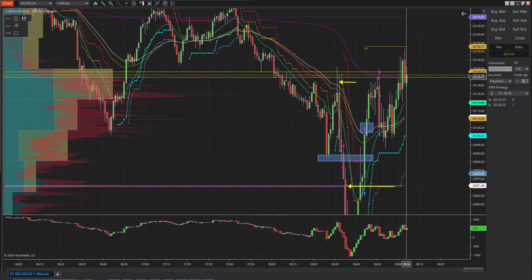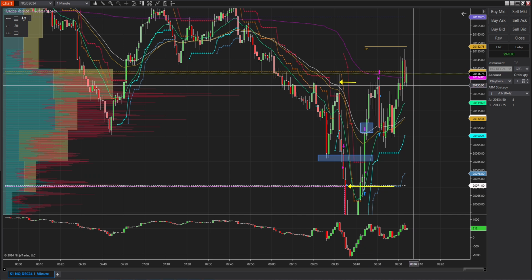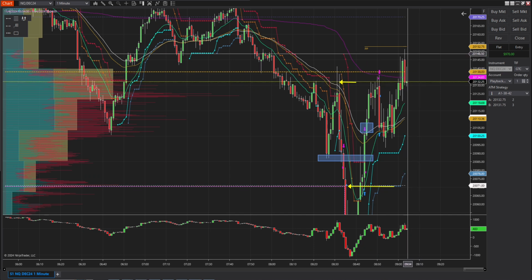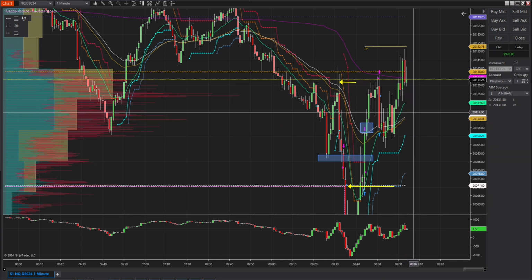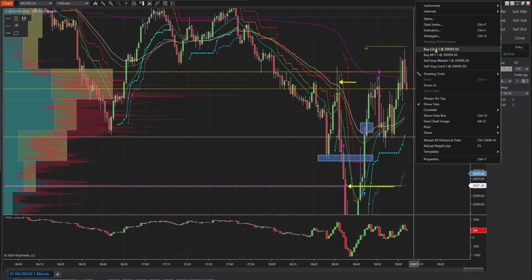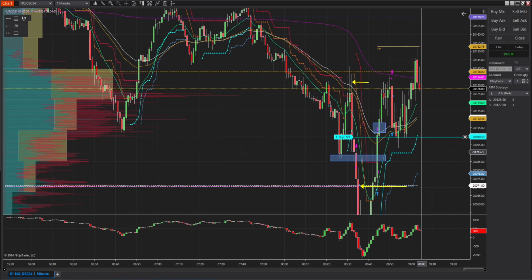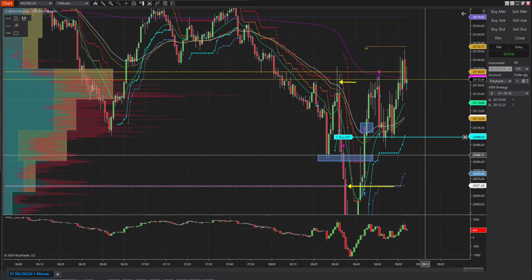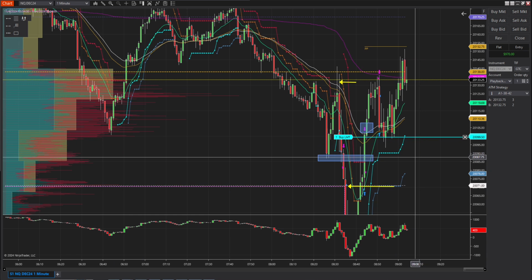If this VWAP acts as a resistance and there may be more pullback, so giving it a few more minutes. But if it comes back to this area, I can go long for sure, because then the stop will be very small here.